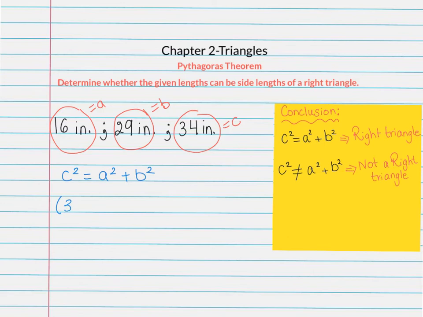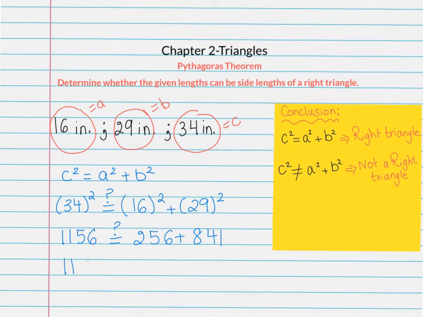c squared here, we're assuming it's 34 to the power of 2. Is it equal to 16 to the power of 2 plus 29 to the power of 2? Using your calculators, 34 to the power of 2 is 1156. 16 to the power of 2 is 256, plus 29 to the power of 2 is 841. 1156, is it equal to 256 plus 841, which is 1097? If you look over here, the two values are different from each other.